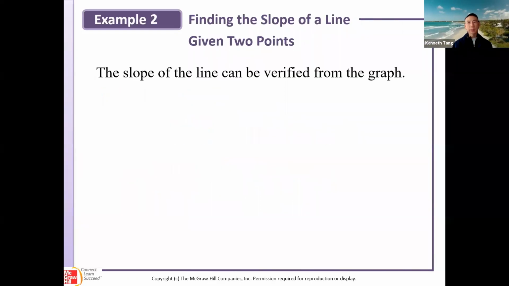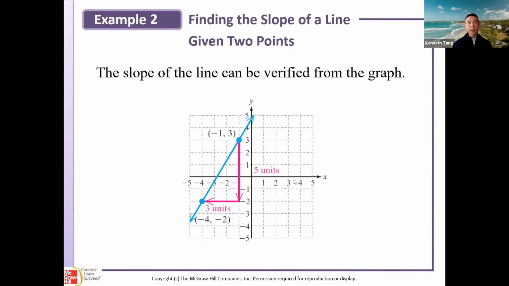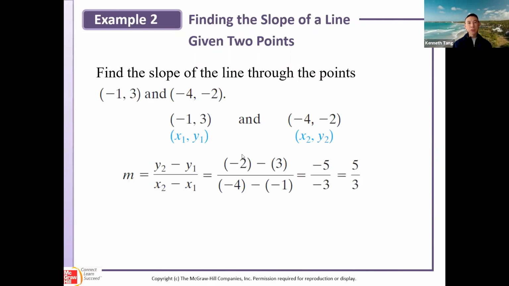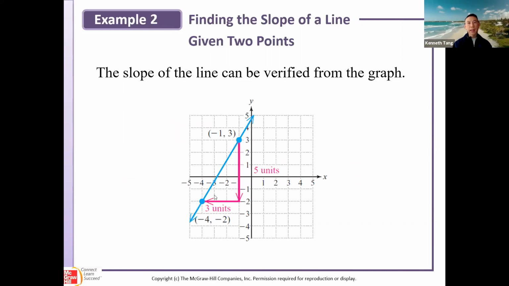You can also plot the two points on the graph and connect them. Then you can see the change in y is 5 units and the change in x is 3 units. Therefore, your slope is 5/3, change in y over change in x. Remember that the slope is always change in y over change in x: rise over the run.